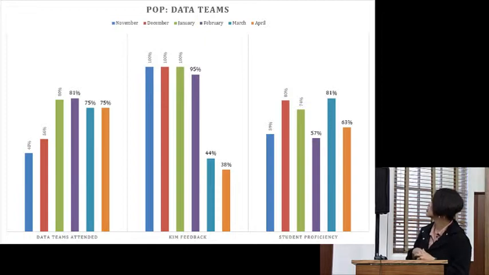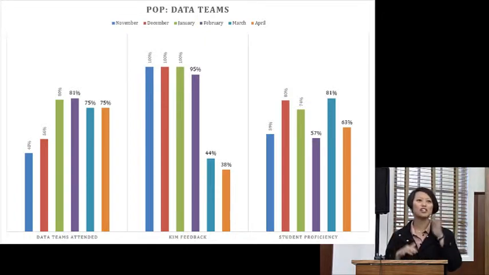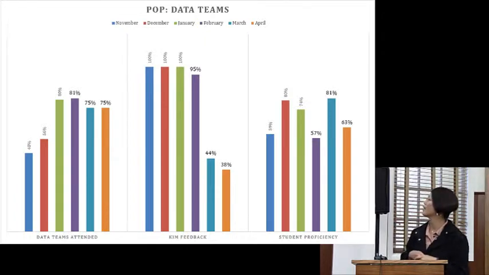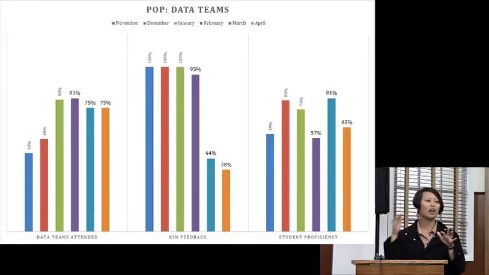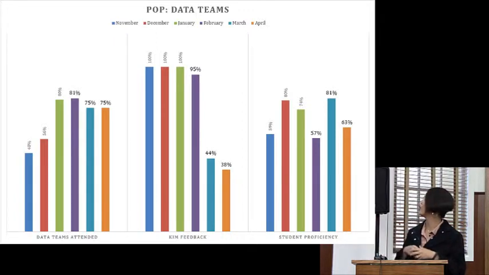And then student proficiency, we've kind of yo-yoed up and down throughout the year. I think some of that has to do with when some of our units end and when the next one begins. Because I've put both formative and summative in here, you have the formative that's very early in the unit that's not as high for our students achievement-wise as the data that's obviously at the very end. So I think that's some of our yo-yoing up and down.